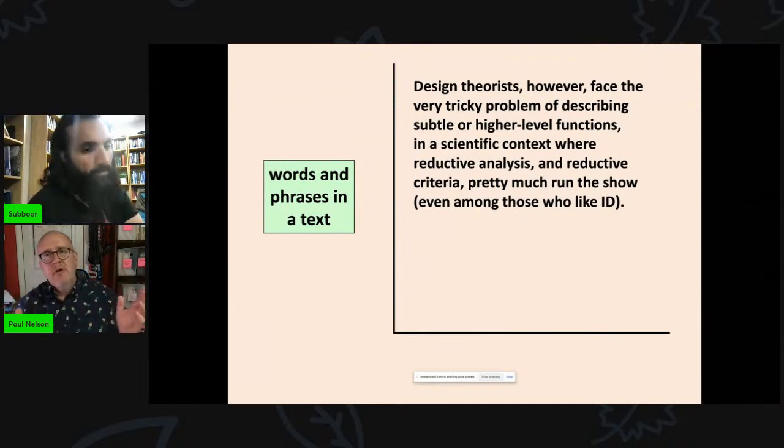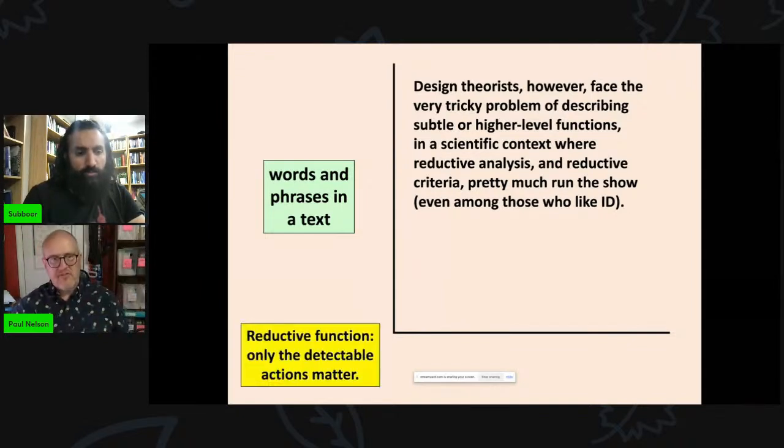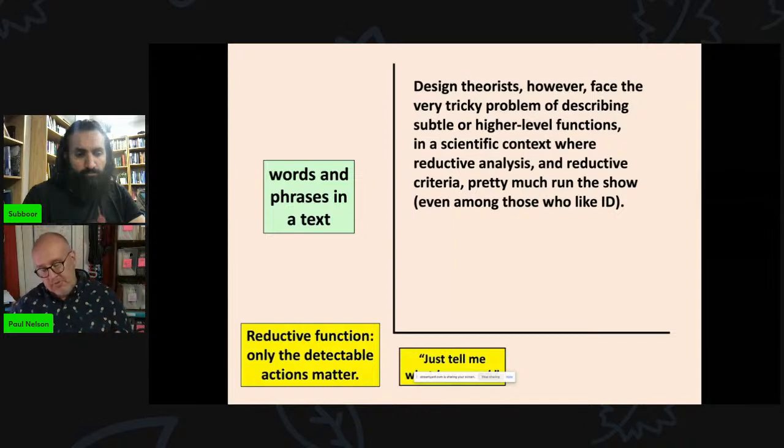Hundreds of pages of a story about Captain Ahab going after the white whale, and so forth. And the words and the phrases are the modules within that narrative, within that complex system. And let's say we have a reductive concept of function for that novel, namely that only the detectable actions matter. All right. So what that would mean is someone says, I want the Cliff Notes. Just give me the short executive version. Just tell me what happens.